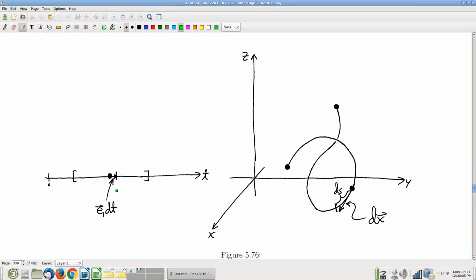Okay, so time to get started. Here's where we were last time. We were talking about line integrals. And let me just remind you what a line integral is.